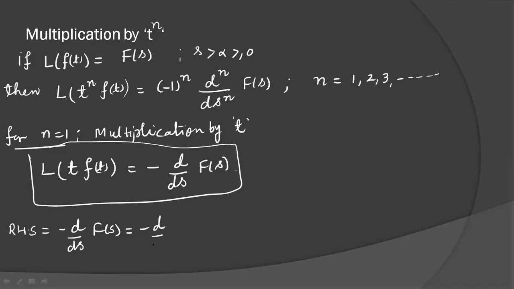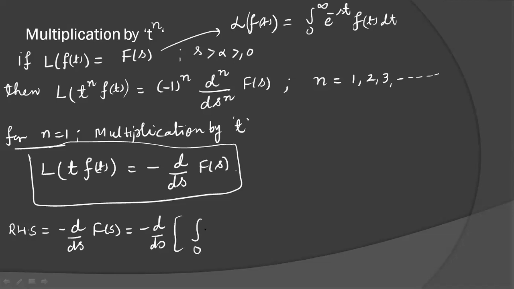What is your F(s) here? F(s) is nothing else, it's the Laplace transformation of f(t) that is defined as the integral from 0 to infinity of e to the power minus st f(t) dt. And you want to differentiate it. So how to differentiate with respect to s over the integration sign? For this we have the very famous Leibniz rule, differentiation over integration.